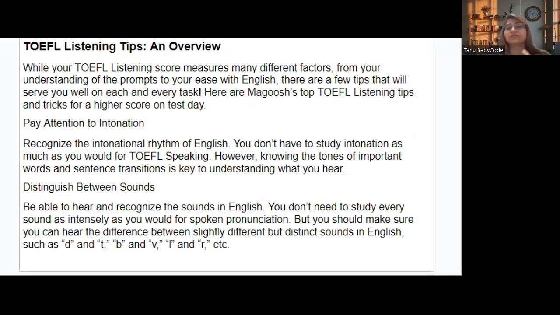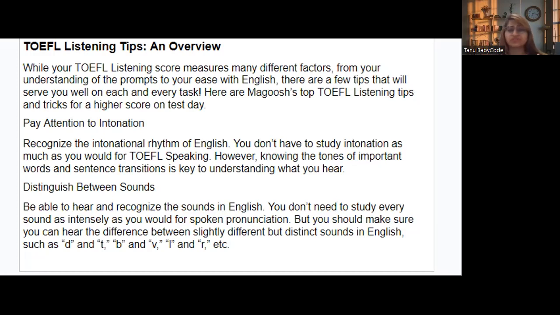You have to recognize the intonation and rhythm of English. You don't have to study intonation, but yes, you have to look for the tones of important words and sentence transitions, because they are key to what you understand when you hear. Try to distinguish between sounds. You will be able to hear and recognize the sounds in the English language.